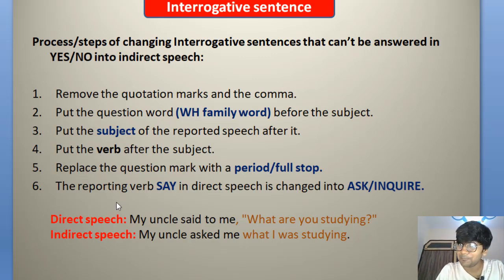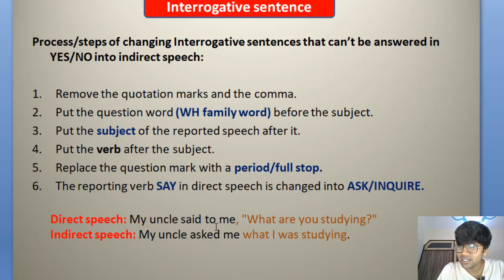We saw that. And the verb of the reporting speech, that is your words, has to be ask or inquire. If that is not the case, change it into ask or inquire. Example: my uncle said to me, what are you studying? My uncle asked me. Why are we changing it to ask or inquire? Because we are asking a question. See, this is not a question. So how do we know this entire statement is a question? The reporting verb makes us understand that this is a question, right?